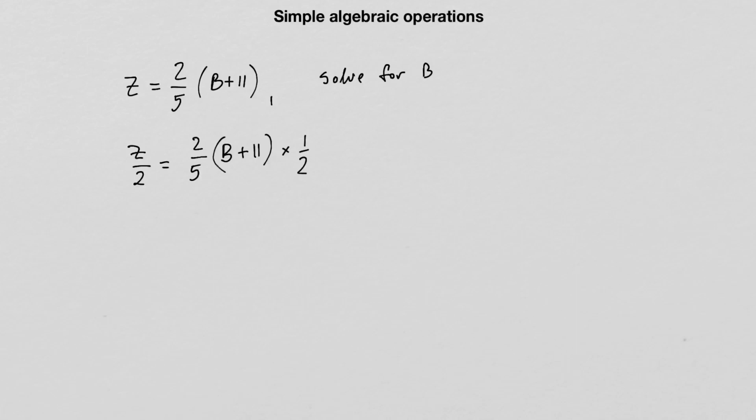times 1/2. So this is equivalent here to dividing by 2. So we have 2 in the numerator, 2 in the denominator. These cancel out. So let's rewrite and see what we have now. We have z divided by 2 is equal to (b plus 11) divided by 5. And here I have what's left is multiplied by 1. I don't write that here because it's understood. And we know that any quantity multiplied by 1 remains unchanged.